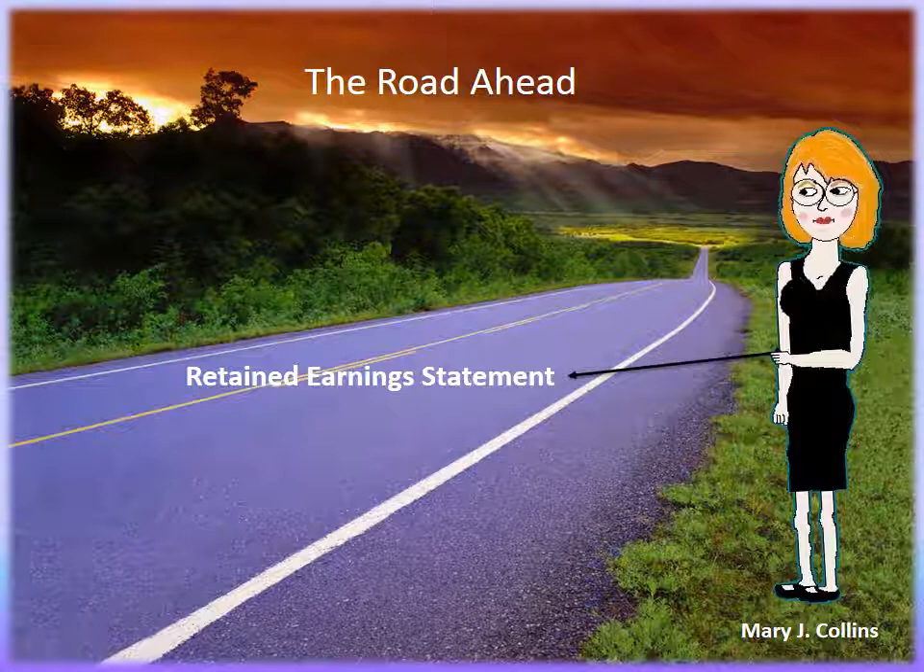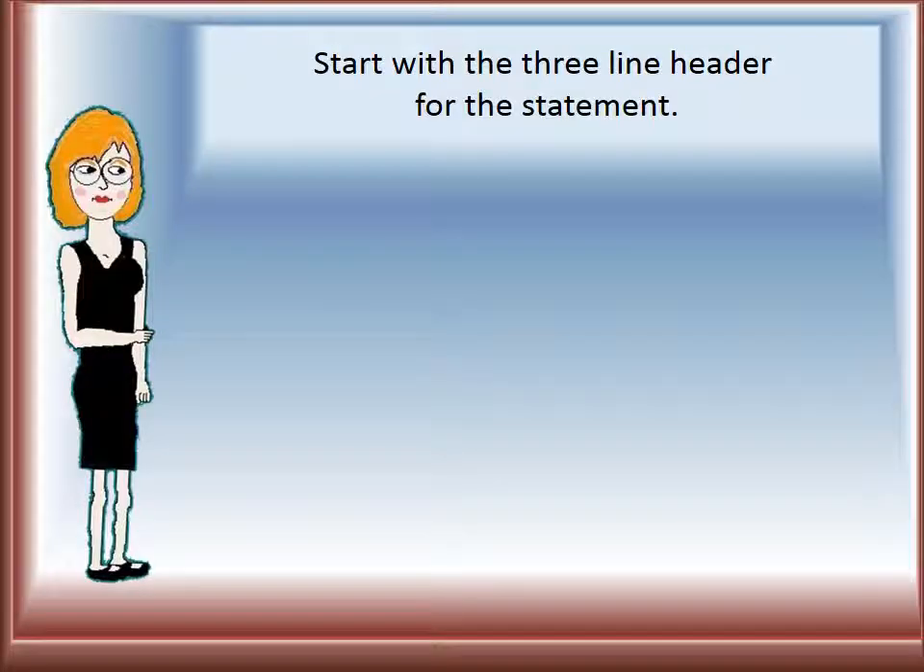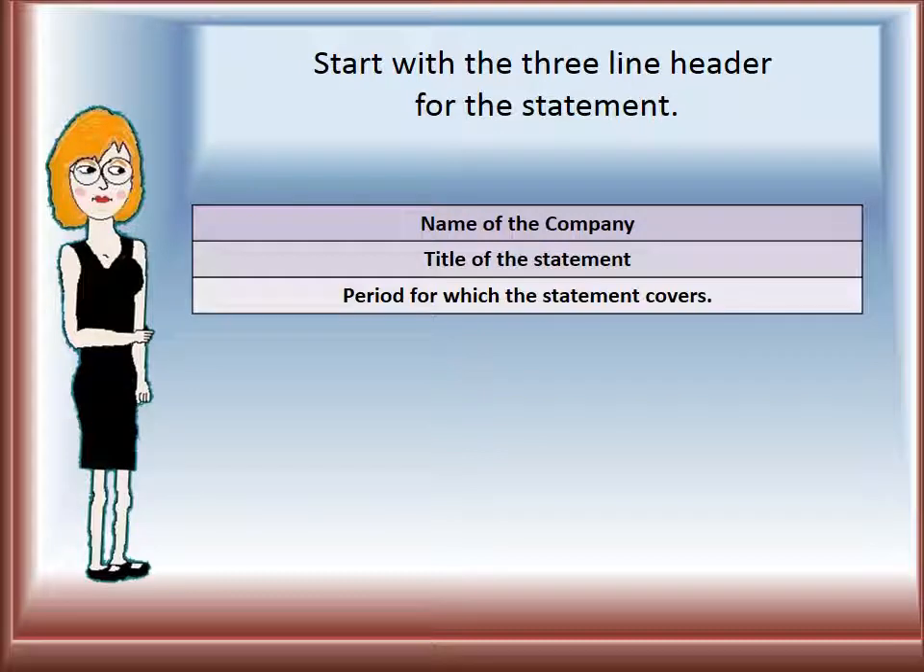Today we'll be discussing the retained earnings statement. We'll start with the header. All headers start with the 3 lines. The name of the company, the title of the statement, and the period for which the statement covers. This could be a month, a year, or any portion of a fiscal period.